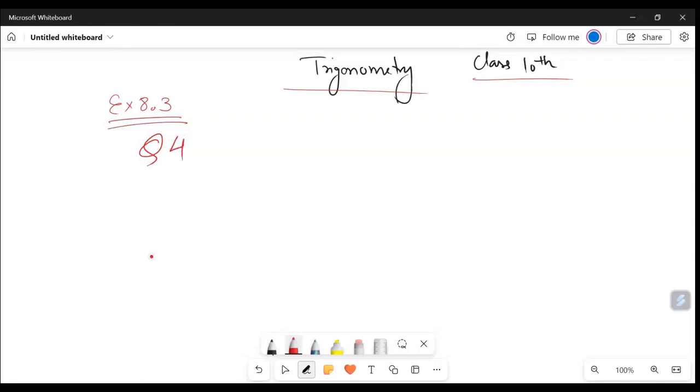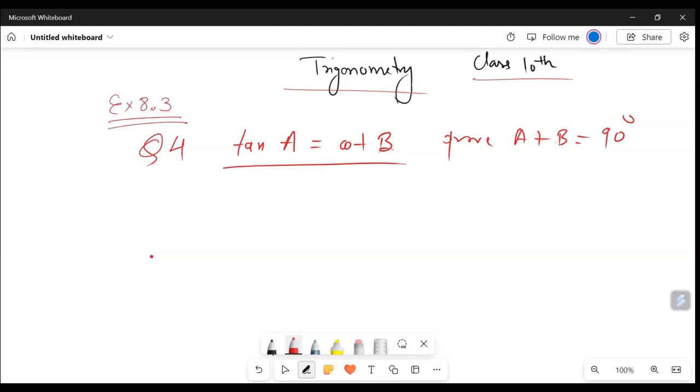If tan A is equal to cot B, we need to prove that A plus B is equal to 90 degree. That we need to prove. Okay, so we will start with the basic question. Here the solution is tan A is equal to cot B. Okay, so tan A is equal to cot B.